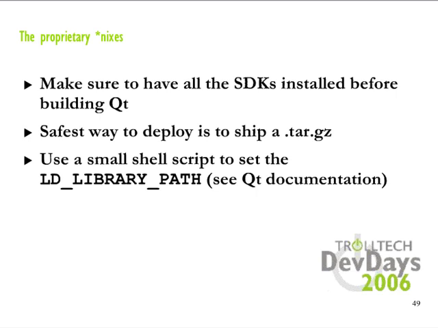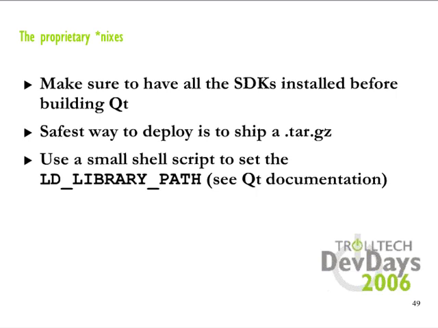Usually make sure that you have all the SDKs installed and make sure that they fit to your library versions, otherwise you get mismatching symbols and you will get interesting crashes. And the safest way to deploy is just to ship a .tar.gz. I know that every operating system has their own package system, but once I start reading it, I get a headache and I just ship a .tar.gz. Unless, of course, you have a Unix guru in your company who does it for you.